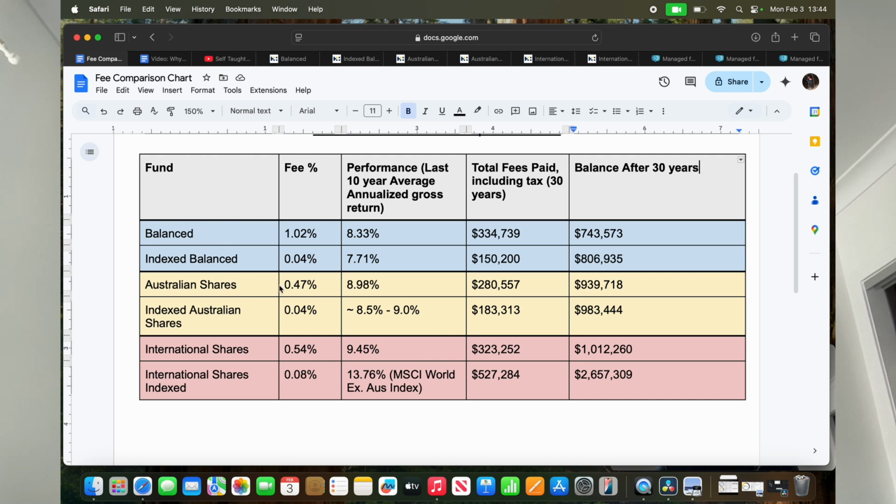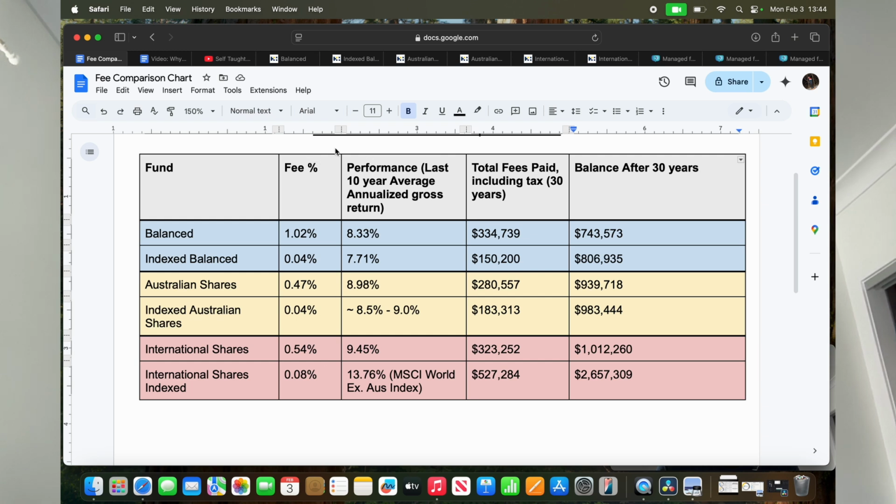So you'll notice the Australian shares at 0.47% compared to the index Australian at 0.04%, and then our international shares at 0.54% compared to our international shares indexed at 0.08%.